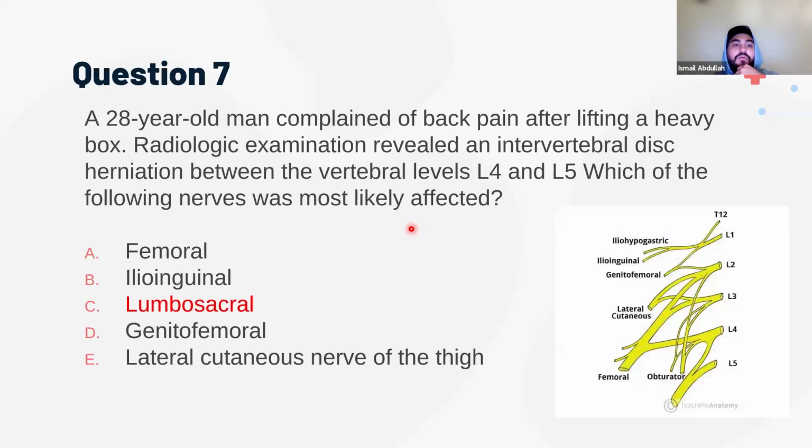Yes, it's correct. Why is it the lumbosacral? Because as you can see here on the image, first of all, the lumbosacral is the only one that forms a trunk from L4 and L5. If we look at the others, the femoral comes from L2, L3, L4. The ilioinguinal is purely L1, and the genitofemoral comes from L1 and L2, I think, right? So the only one that's from L4 and L5 would be the lumbosacral here.